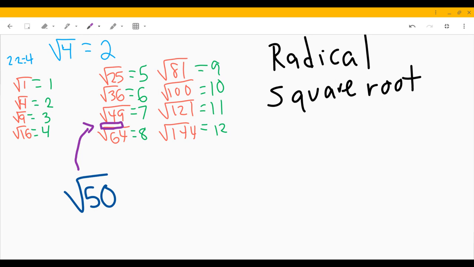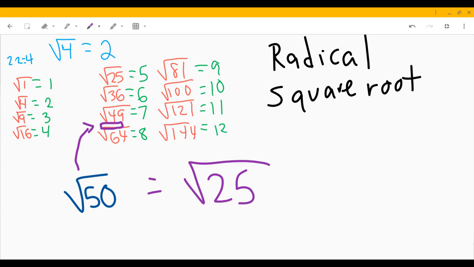So 50 is not a perfect square number. So I need to try to break down this 50. I need to try to think of a number that is a perfect square number. So which one of these numbers is a factor of 50? Well, I can rewrite radical 50 as, I know that 25 goes into 50, and that's a perfect square number.